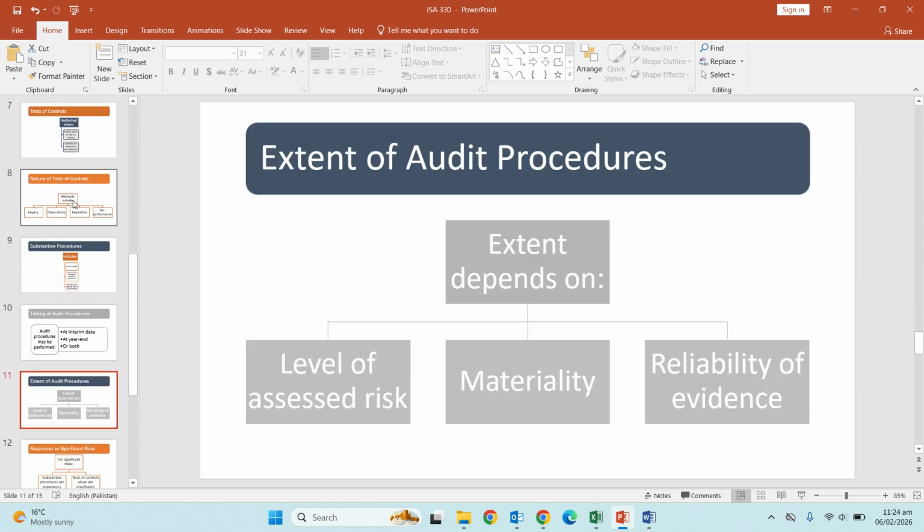So, here is the extent of audit procedures. The extent of audit procedures refers to the quantity of audit evidence to be obtained. It depends on factors such as the level of assessed risk, materiality, and reliability of audit evidence. Higher risk requires a greater extent of testing, such as larger sample sizes.